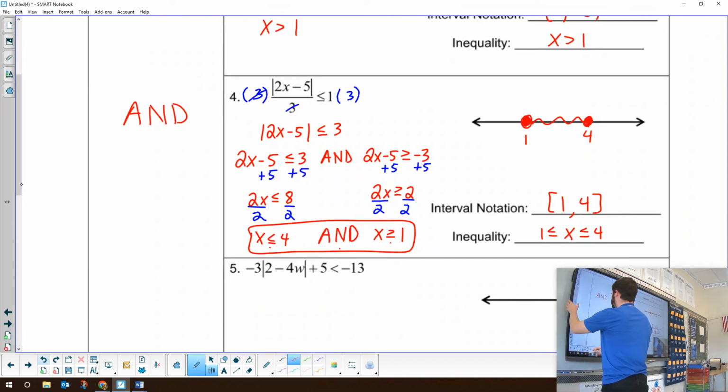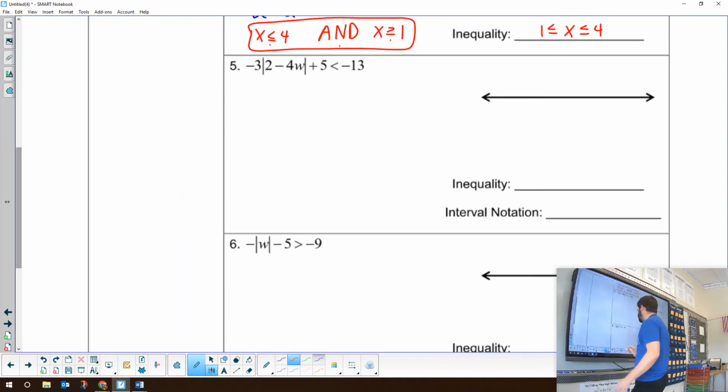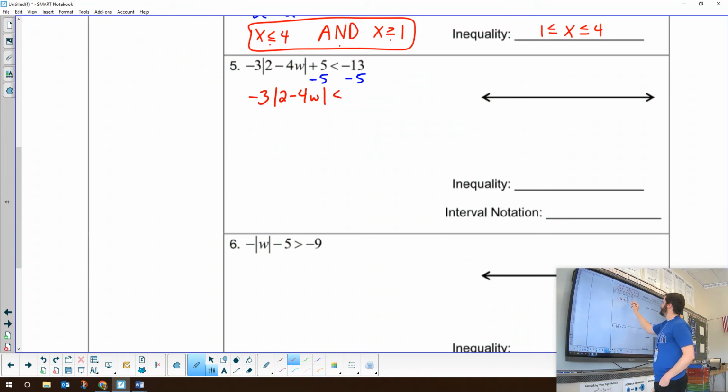Oops, the board is messing up. Let's try that again. So first thing I'm going to do is minus 5 to both sides. And I'm going to get negative 3 times the absolute value of 2 minus 4w is less than negative 18.